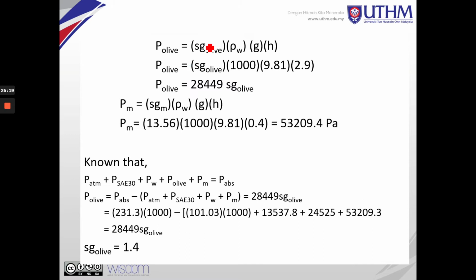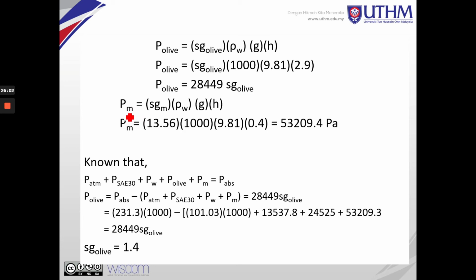And the P olive, okay, so we know that the SG olive is times rho W G H. We don't know the SG olive, because olive is not included in the table that you have learned in chapter 1 and also in chemistry. So just times 1000 density of water times G 9.81 and times H 2.9. So we get the P olive is 28449 times SG olive.